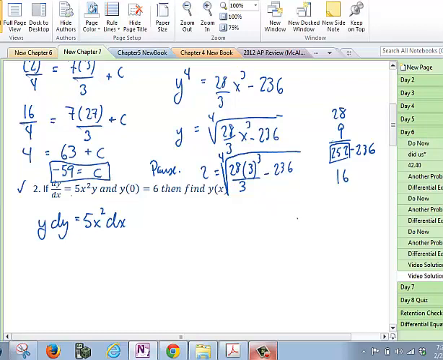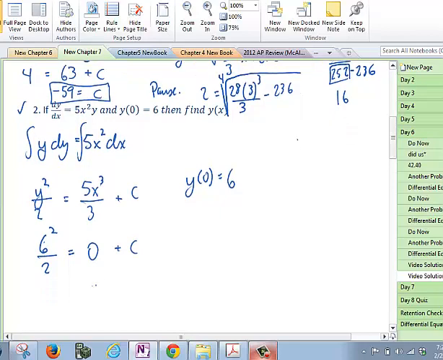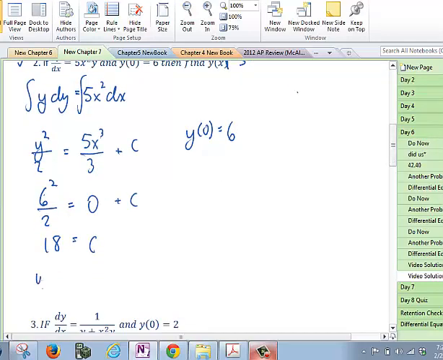Variables have been separated. Now it's time to integrate. Once we integrate, we want to now solve for the initial condition. This means when x equals 0, y equals 6. In this case, c turns out to be 18. And now we plug it back into the original equation. y squared over 2 equals 5x cubed over 3 plus 18. Now the rest of the problem is spent trying to solve for y. So I'm going to pause the video again. And when you come back, you should solve for y.